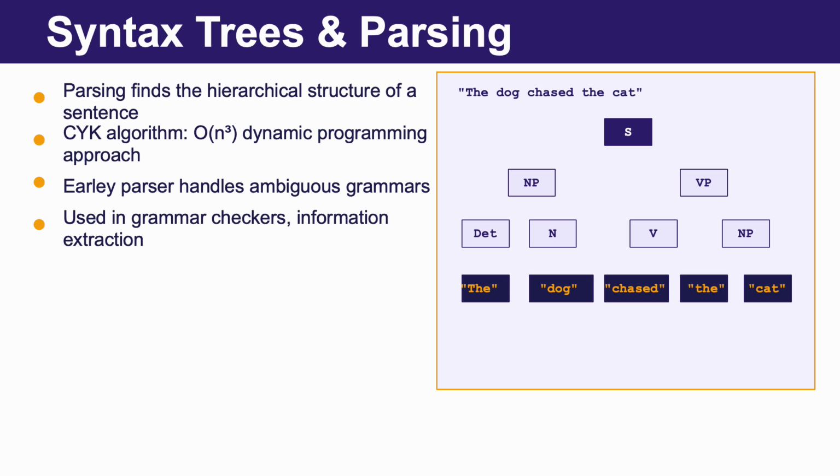Algorithms like CYK and Earley parsers build these trees efficiently. CYK uses dynamic programming, so it's n cubed. It's a dynamic programming approach.